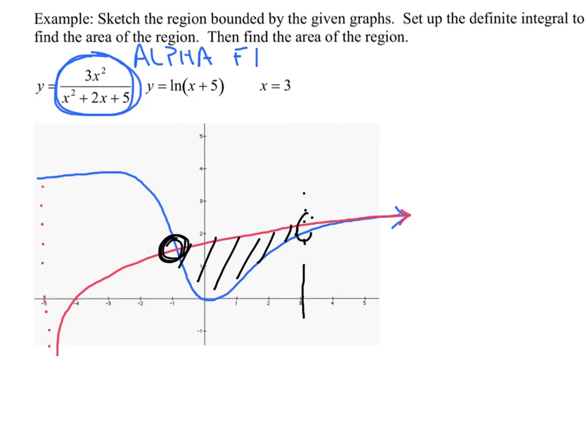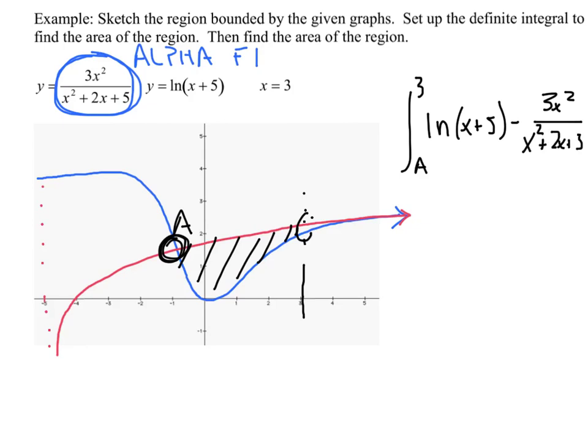And I'm going to get the 2 intersection points, just like on the last one. Actually, I only need the first intersection point, don't I? So we're going to go from alpha A up to x equals 3. The upper function is going to be the natural log minus that big old fraction, 3x squared all over x squared plus 2x plus 5. And at the end of that entire string, let's throw a dx on the end of that entire thing. So, once we found the intersection point and stored it, we set it up: upper minus lower, upper here minus lower there, and you're good to go.